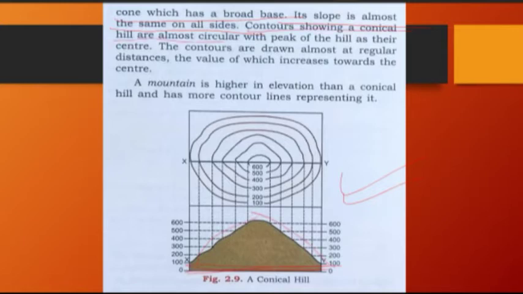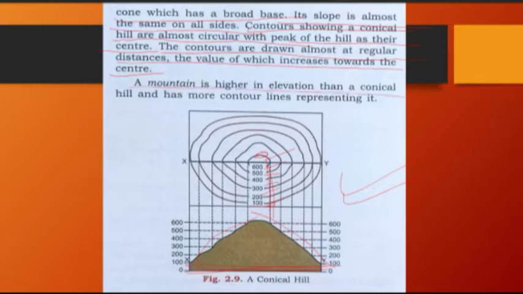Contours showing a conical hill are almost circular with the peak of the hill as the center. The contours are drawn almost at regular distances, the value of which increases towards the center. You can see it here: 100, 200, 300, 400, 500, and then 600. 600 is the middle. The value decreases as we go out and increases as we go in. At the center, the value is highest.